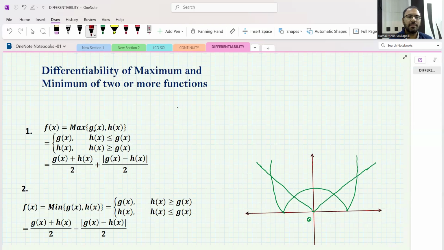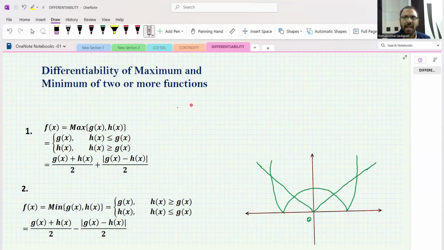Suppose g of x and h of x are two functions. You will write g of x as the maximum if h of x is lesser than g of x. Then definitely g of x is more than h of x, so the maximum is g of x. And you will write h of x if h of x is greater than or equal to g of x. So the maximum of 2 comma 3 is equal to 3, since 3 is greater than 2.